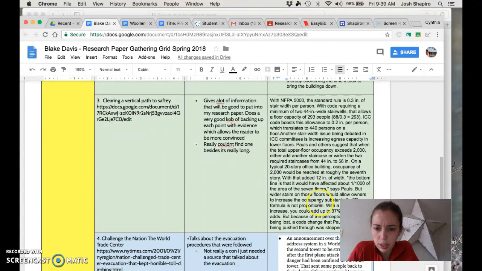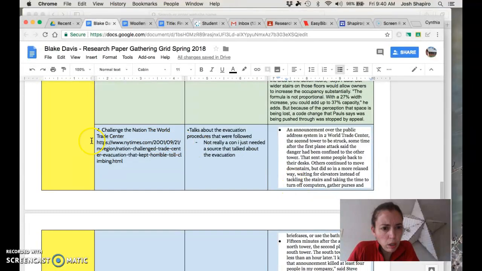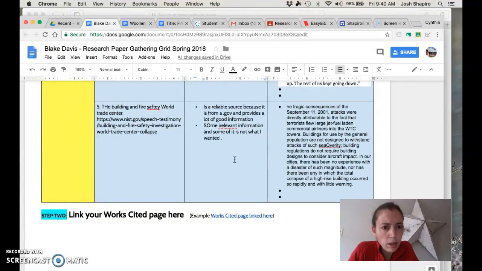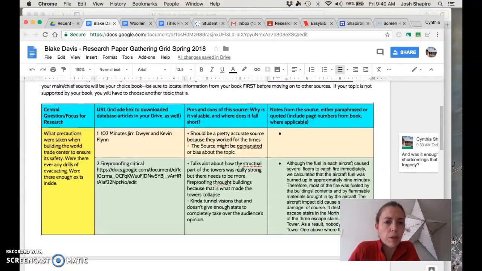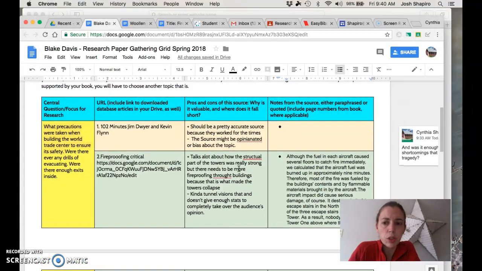And I don't know if this is talking about the Trade Center in particular or just office buildings in general. And it'd be interesting to know what year this is coming from. Challenge the nation, the World Trade Center. Okay, this actually sounds like it could be really helpful to you. And then the building and fire safety, World Trade Center. Okay, and you might want a couple more facts from that too. But you've got a decent grid going here, which is good.